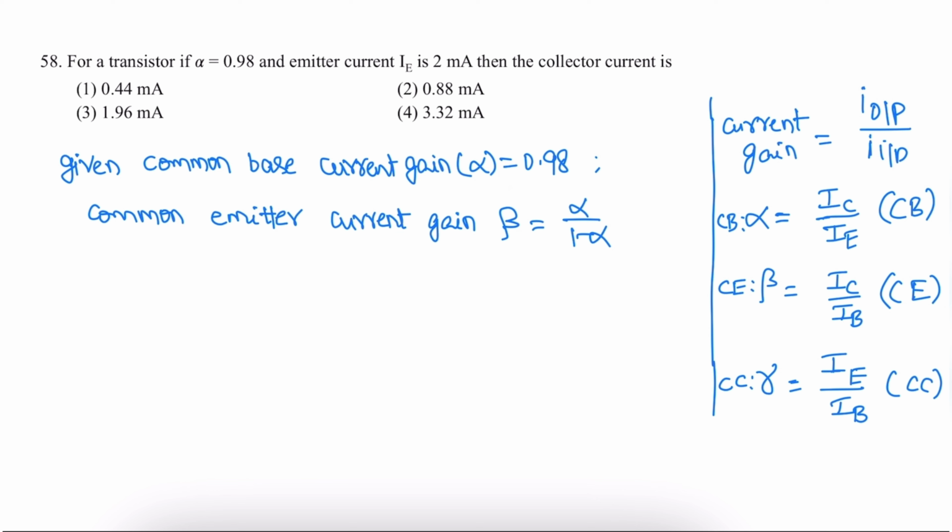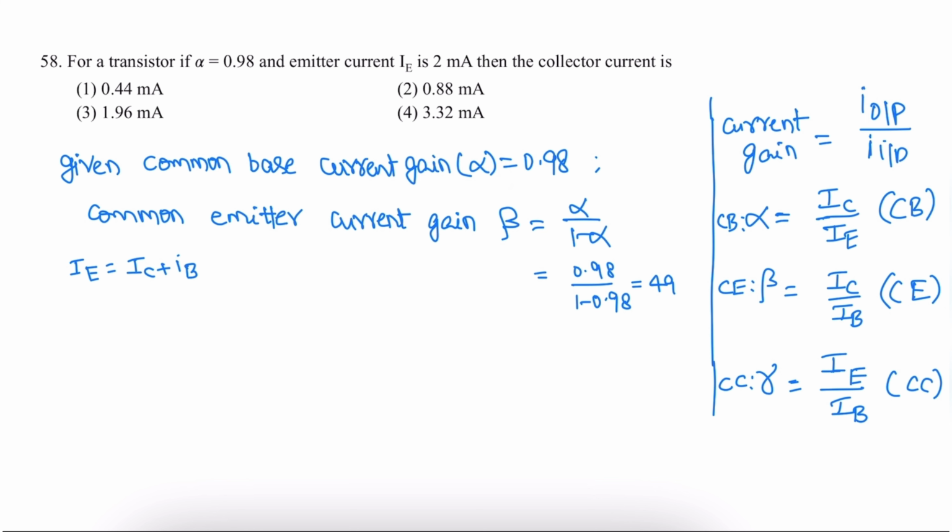Given alpha is 0.98 and emitter current is 2 milliamperes, they asked to find the collector current. So alpha is given, we can calculate beta. The relation between current gain in common base configuration and common emitter configuration is beta equal to alpha by 1 minus alpha. Substituting alpha as 0.98, beta is 0.98 by 1 minus 0.98, so its value is 49. So the current gain in common emitter configuration is 49, and the total current in a transistor is IE equal to IC plus IB.